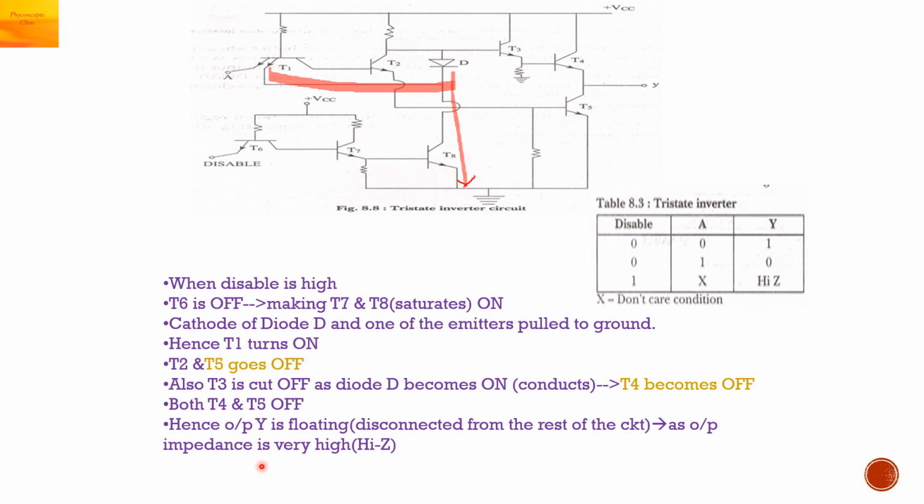The output impedance is very high. That's why we have written high Z in the truth table for the output. Also the input A we have written as X. X means don't care condition, because whatever input you apply, high or low at A, it has no effect on the Y output.